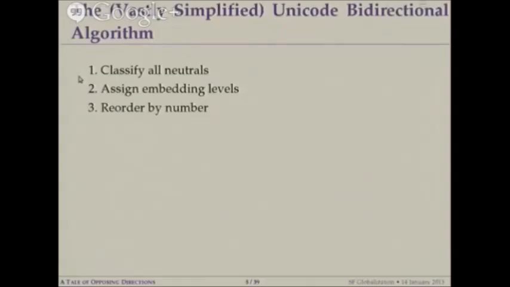So I'm going to dive into the Unicode bidirectional algorithm and explain exactly how it works. Okay, maybe not exactly, but mostly how it works. There's a lot of details which you can read in the exciting Unicode standard annexes. The basic order of operations here is first we classify all the neutral characters. Next we assign embedding levels, which are numbers. And lastly, we reorder by number. It's kind of like paint by number, except we're reordering things.